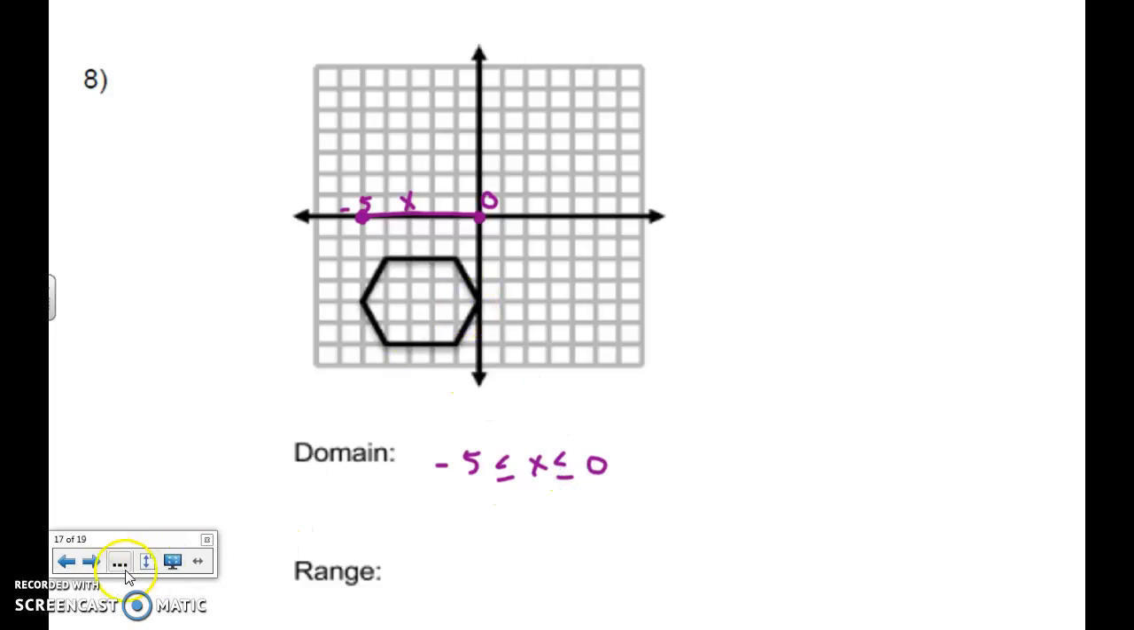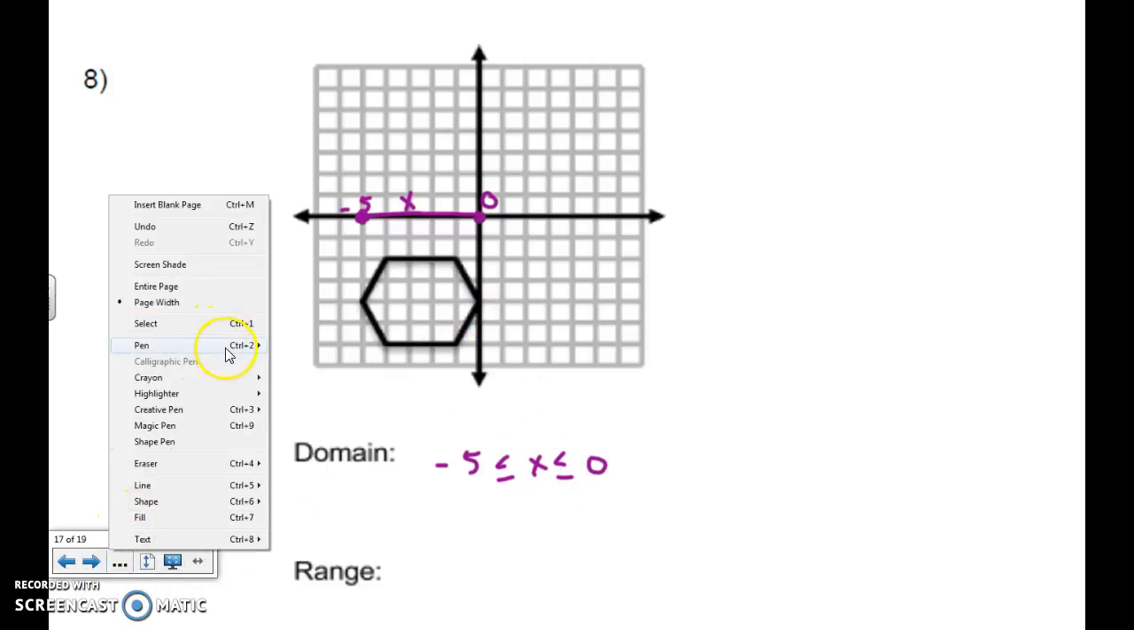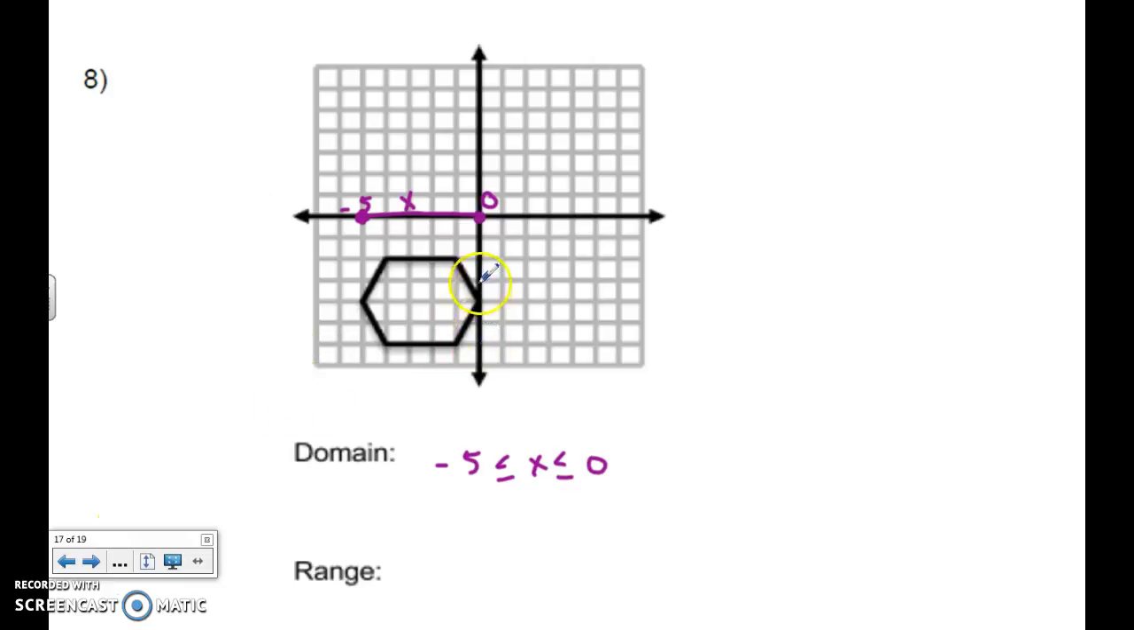Now if we look at y, what happens with y? Looks like it's going from here to here, all the way straight down. That looks like it's -2, I don't know why I wrote down 3, all the way down, -3, -4, -5, -6. So all my y's are between -2 and -6.